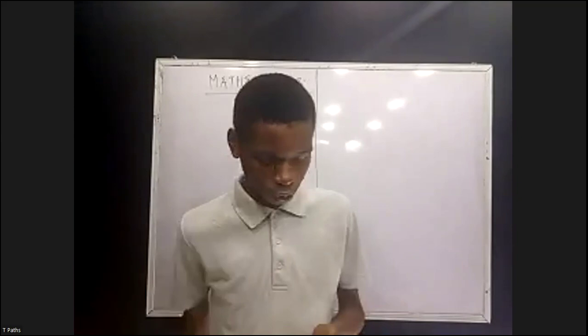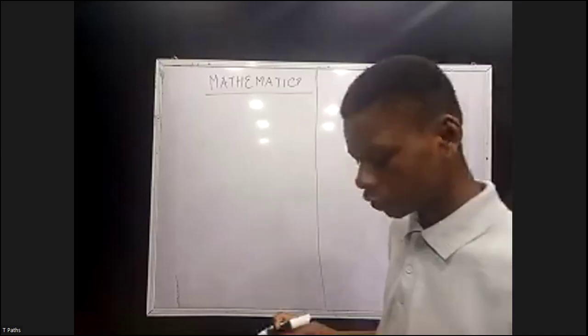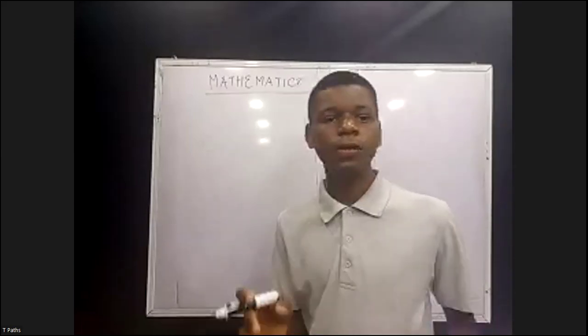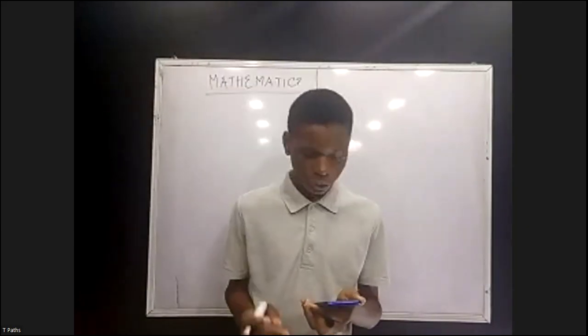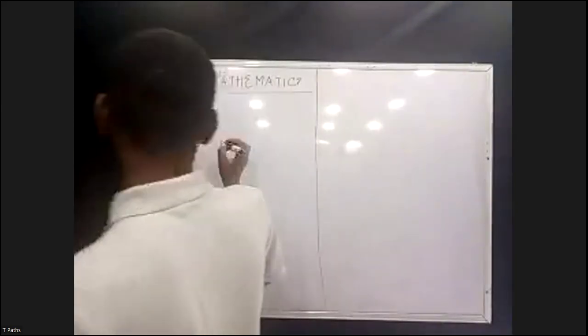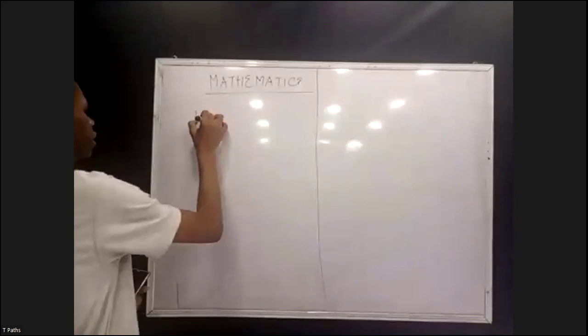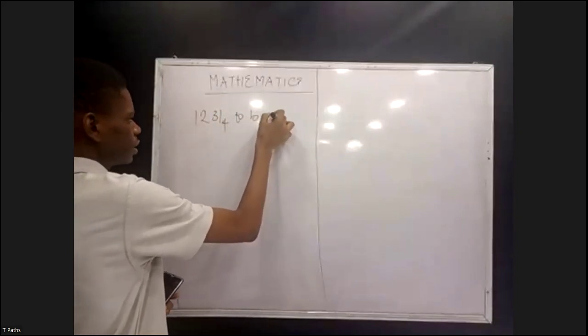So we'll be taking the first question. The first question is from a topic called binary. The question says: convert 1231 base 4 to a number in base 6. Convert 1231 base 4 to a number in base 6. So here's the question: 1231 base 4 to base 6.